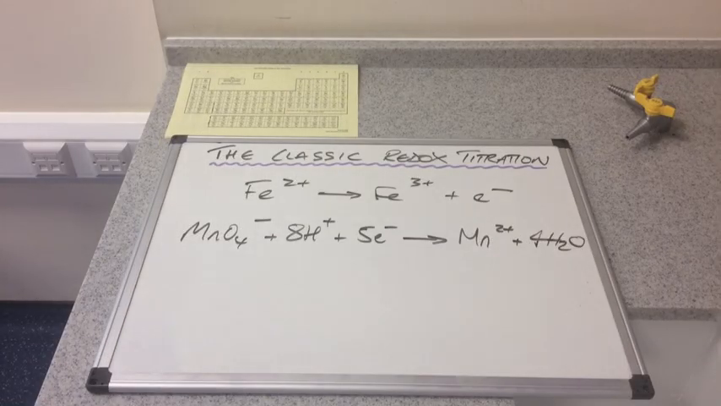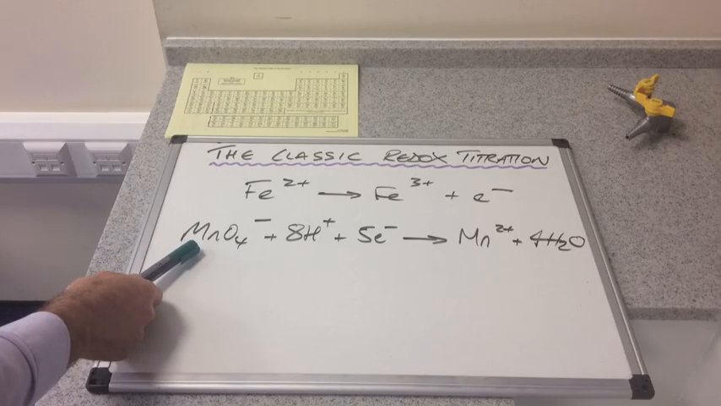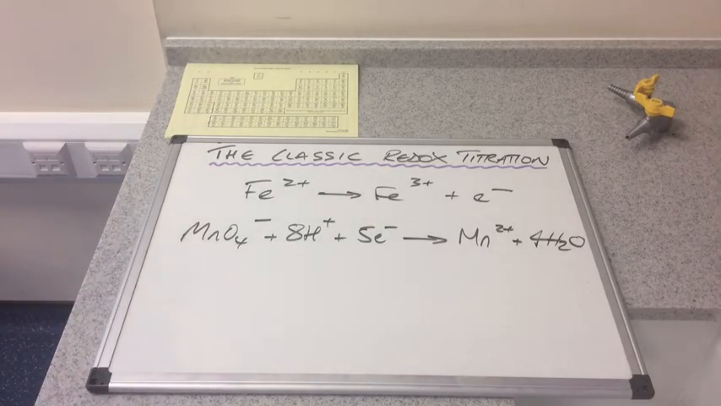There's no better place to start than the classic redox titration, and that is the reaction between the MnO4- ion, the manganate 7 ion, and iron 2+ ions. I've got both of the half equations there for you. Now you may have to write these from scratch in the exam, or you may be supplied with them and then you're going to have to do something with them. I've got writing half equations on a different video, so if you're a bit rusty on that, have a look at that one.